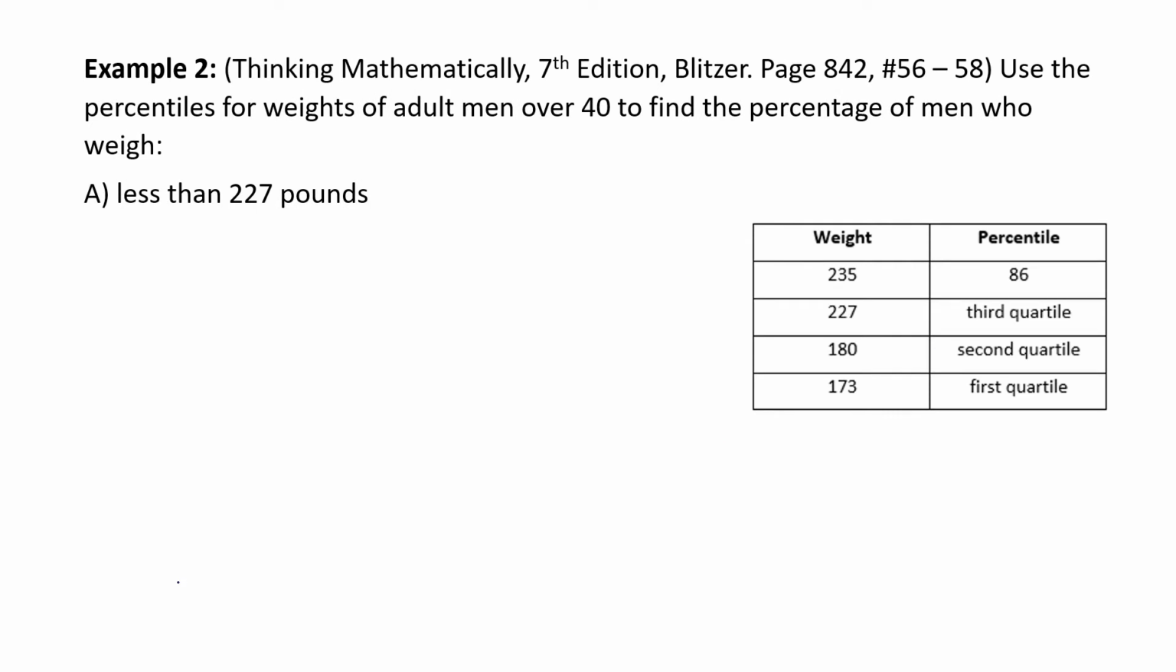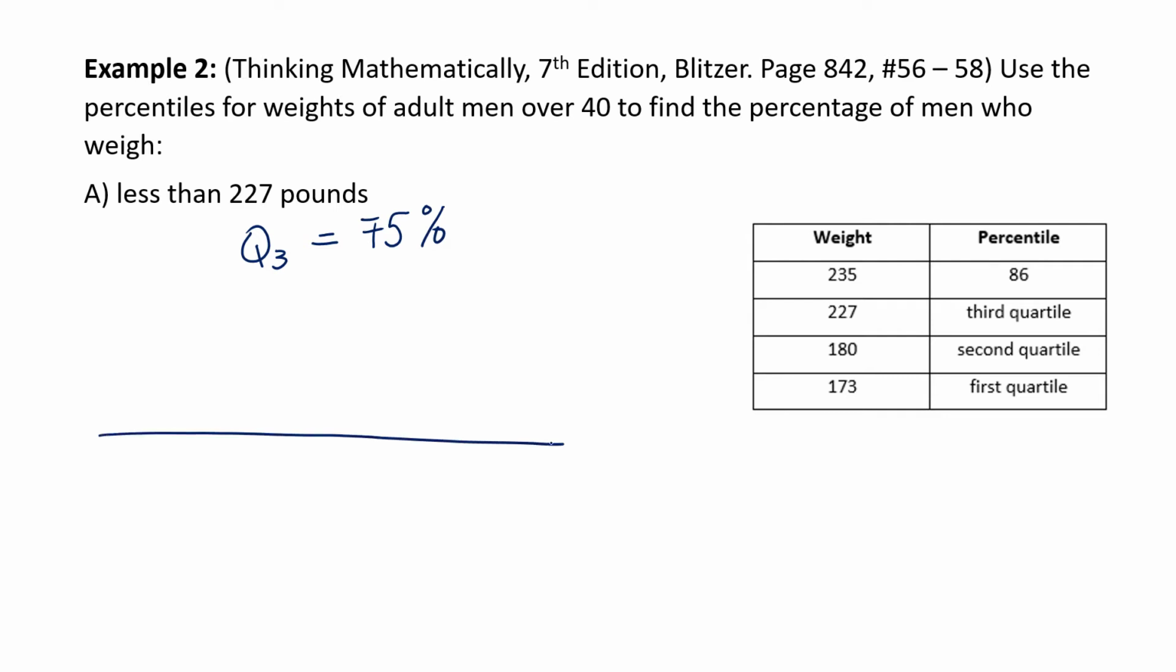Example, use the percentiles for weights of adult men over 40 to find the percentage of men who weigh, Part A, less than 227 pounds. The table we are provided has 2 columns. The first is titled weight, and the next column is percentile. For a weight of 227 pounds, the percentile is listed as the 3rd quartile. Let's remember the 3rd quartile corresponds to the 75th percentile.